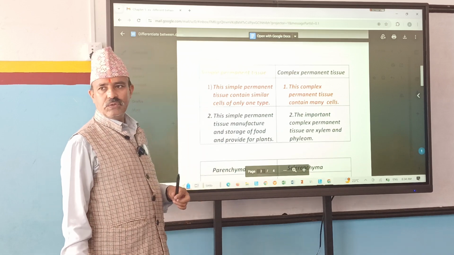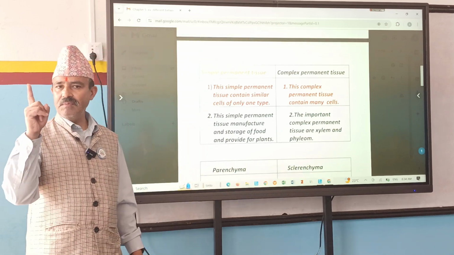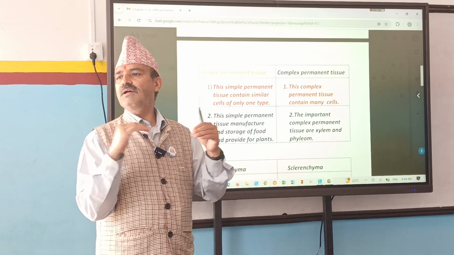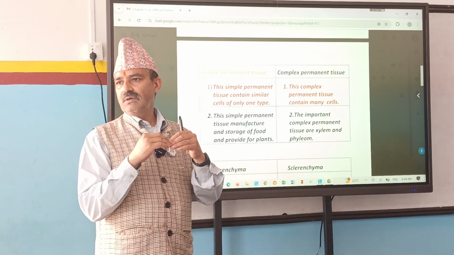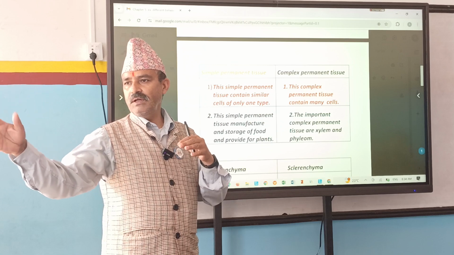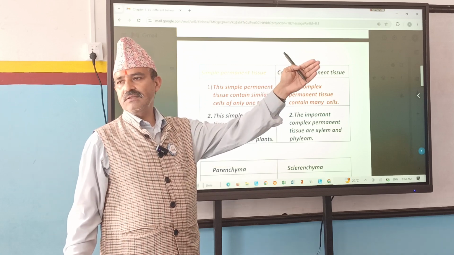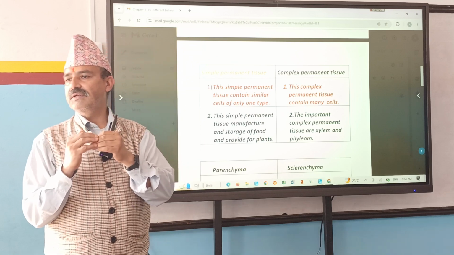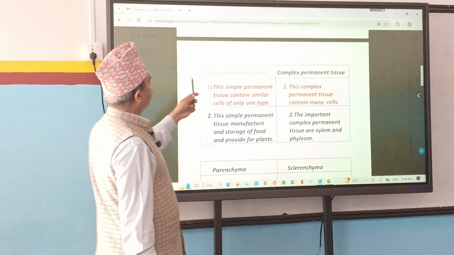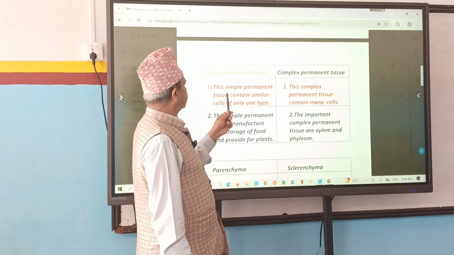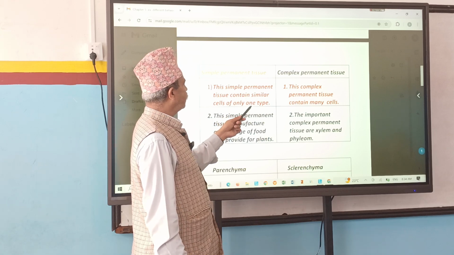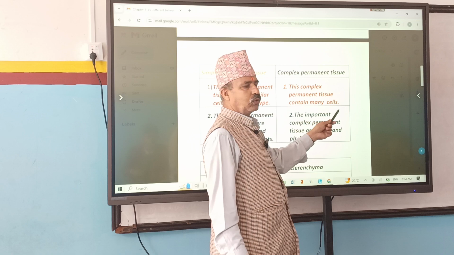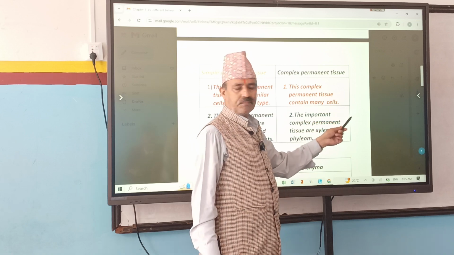Now the next one is simple permanent tissue and complex permanent tissue. Every time remember, difference means similar points must be mentioned there. If one side has one point and the next side has another point, there is no difference. Based on the same point, we have to write the differences. Simple permanent tissue contains similar cells of only one type. Complex permanent tissue contains 4 different types of cells, right?